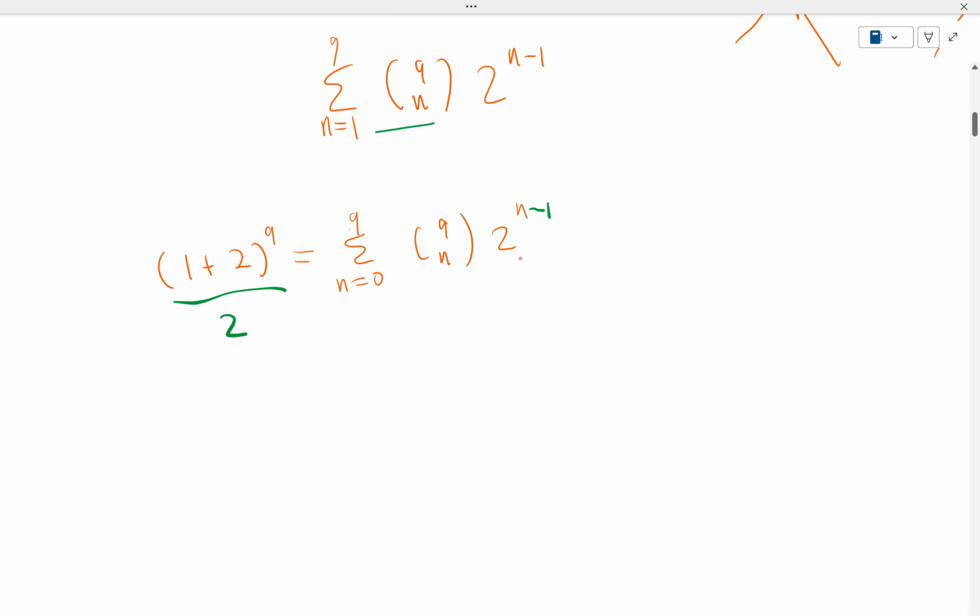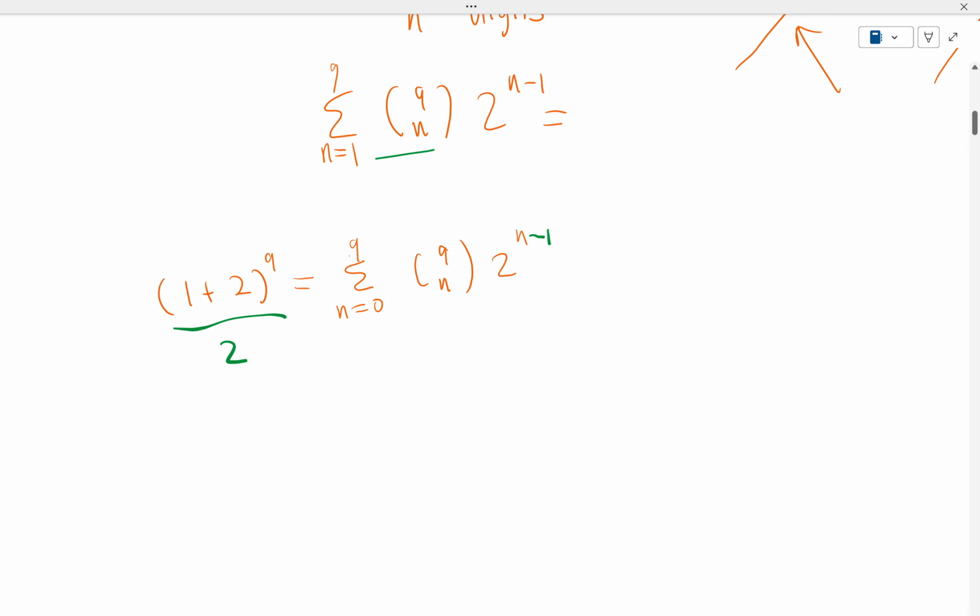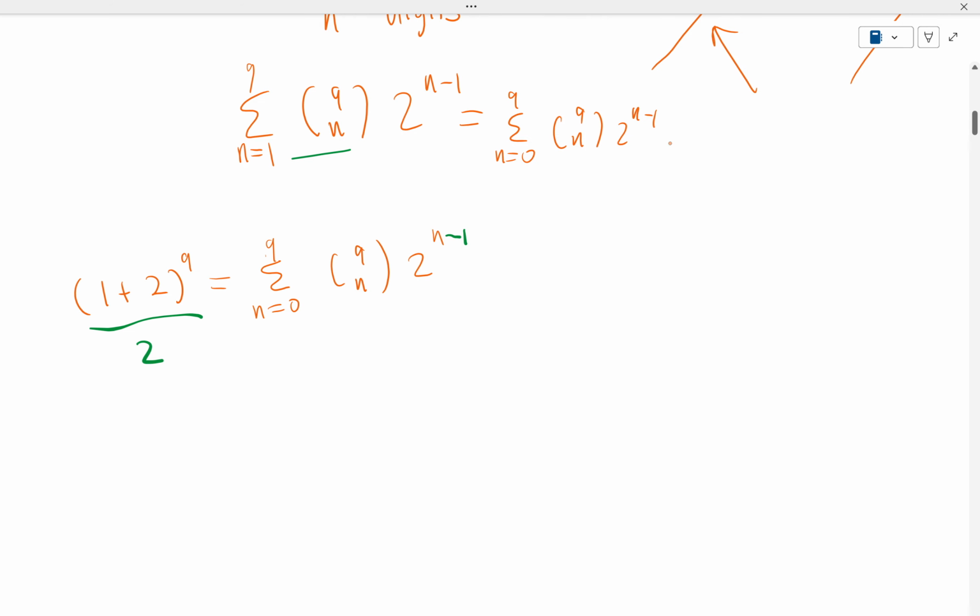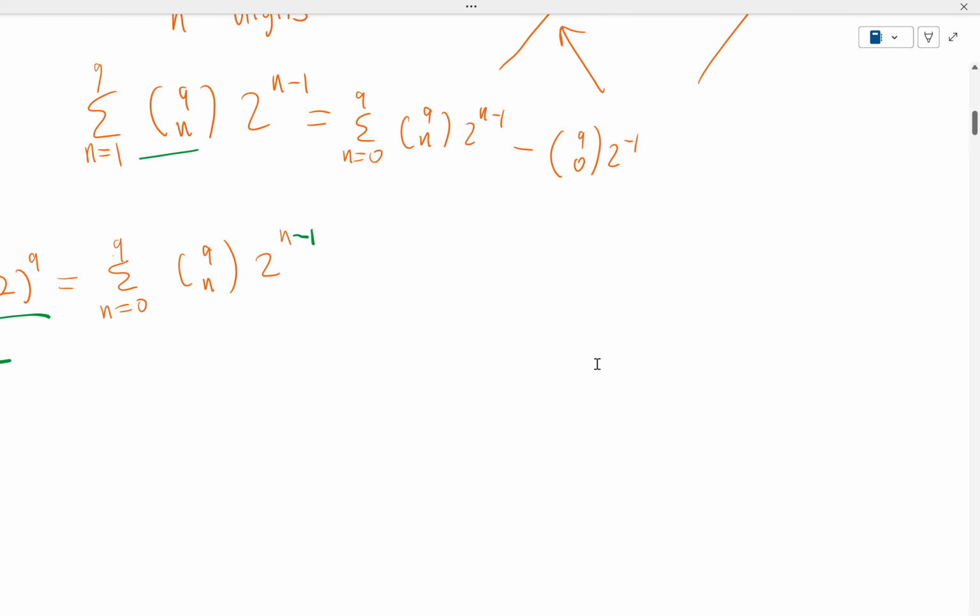So this is just equal to the sum from n equals 0 to 9 of 9 choose n times 2 to the power of n minus 1, minus 9 choose 0 times 2 to the power of negative 1. Because this includes n equals 0, but this doesn't include n equals 0. It starts at n equals 1, so you just subtract the n equals 0 case to get this.